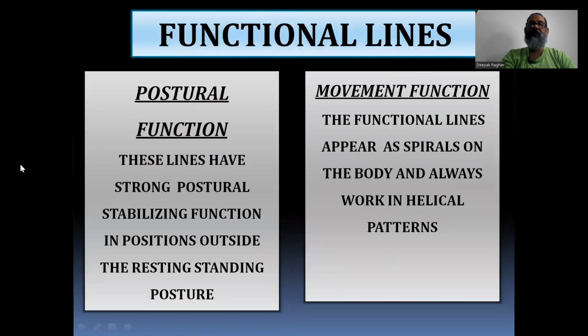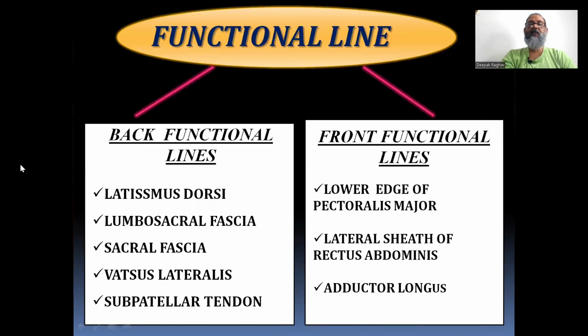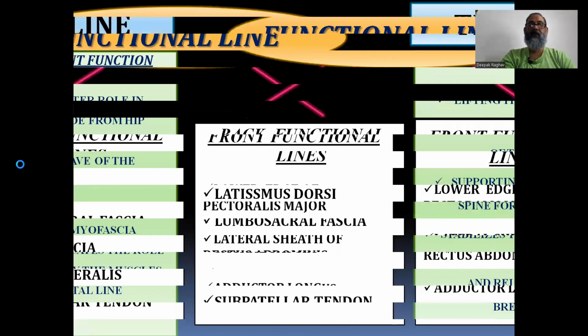Functional lines. Postural function: these lines have a strong postural stabilization function in positions outside the resting standing posture. Movement function: the functional lines appear as a spiral on the body and always work in helical patterns. Functional lines include back functional lines and front functional lines. Back functional lines are latissimus dorsi, lumbosacral fascia, sacral fascia, vastus lateralis, subpatellar tendon. Front functional lines: lower edge of pectoralis major, lateral sheath of rectus abdominis, and adductor longus.